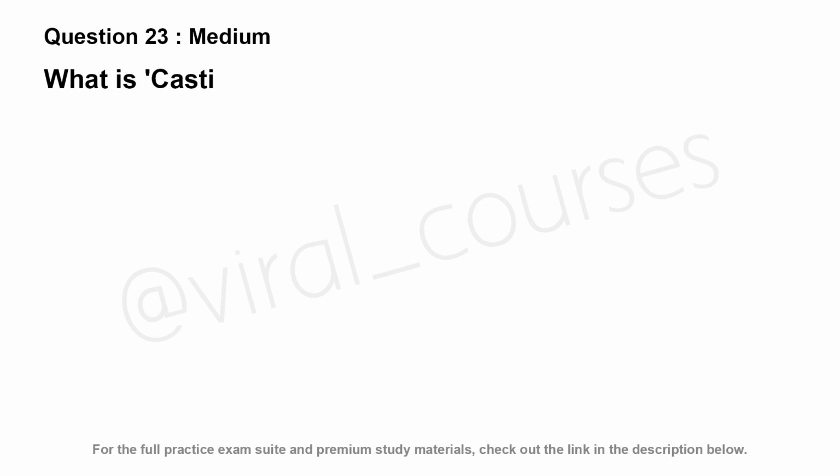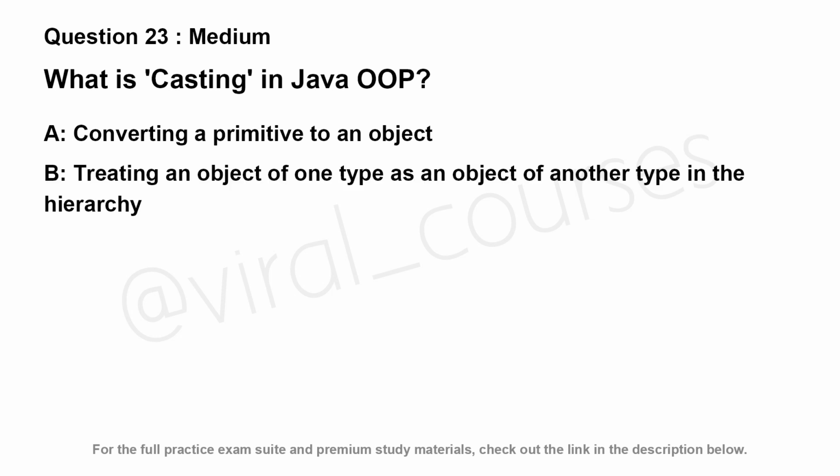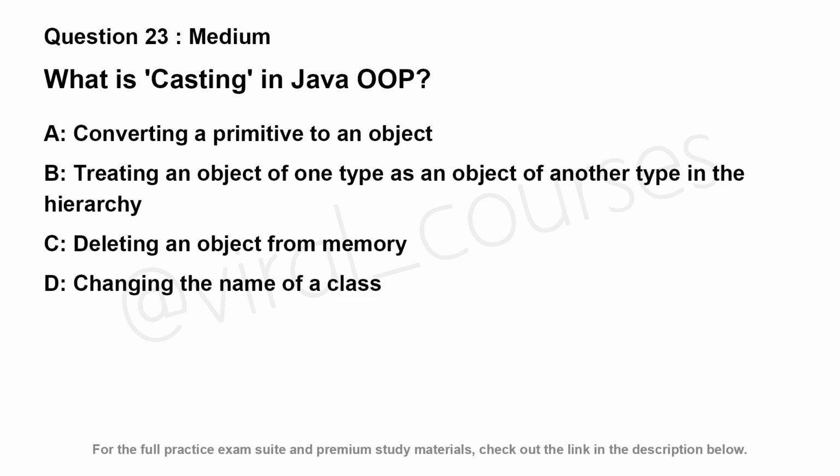What is casting in Java OOP? Option A. Converting a primitive to an object. Option B. Treating an object of one type as an object of another type in the hierarchy. Option C. Deleting an object from memory. Option D. Changing the name of a class.